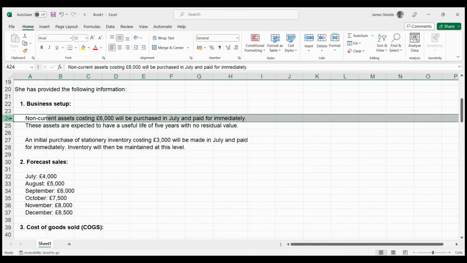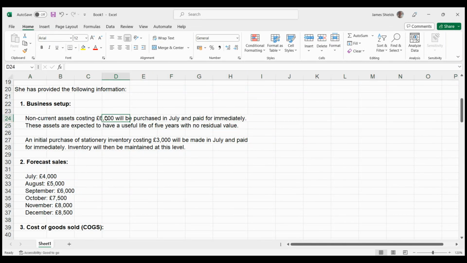So whilst we're on that bit, if they cost £6,000 and are going to last for 5 years, the depreciation will be 6,000 divided by 5, that's going to be £1,200. And that's for a whole year. So I'll come back to that later on. So remember, this is for one whole complete year.